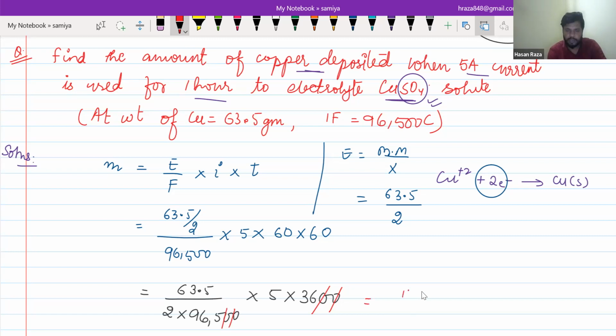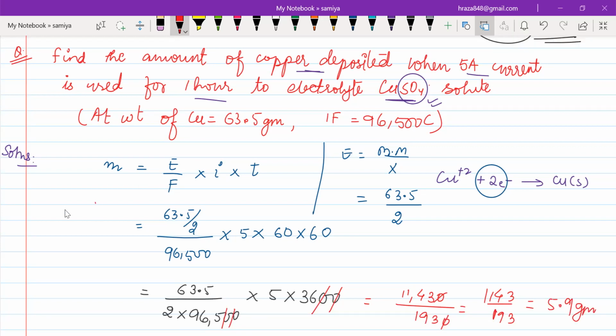This will be equal to 11,430 divided by 2 into 965. That is 1930, and it cancels, leaving 1143 divided by 193. When we divide 1143 by 193, we get 5.9 gram. This is your answer. Ayman, please let me know where you made the mistake.